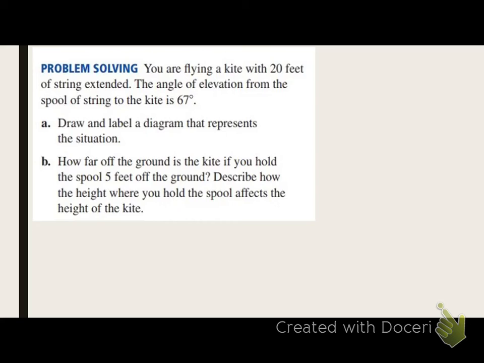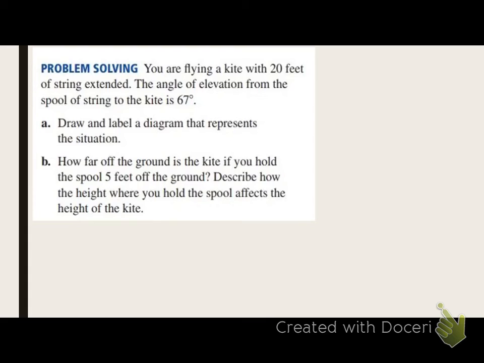Let's look. You're flying a kite with 20 feet of string extended. The angle of elevation from the spool of string to the kite is 67 degrees. A, draw and label a diagram that represents the situation. B, how far off the ground is the kite if you hold the spool 5 feet off the ground? Describe how the height where you hold the spool affects the height of the kite.